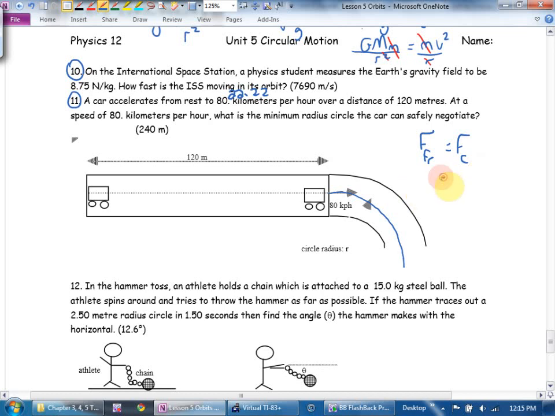And I'm going to use MV squared over R because they told me it's speed. Friction is what times what? Mu times the normal force. I don't know the normal force. It's going to be mu times mg because this looks like a flat curve. So far, so good. Conveniently, yay! That cancels. And they want me to find the radius. So I would have gone, okay, R equals V squared over mu G.